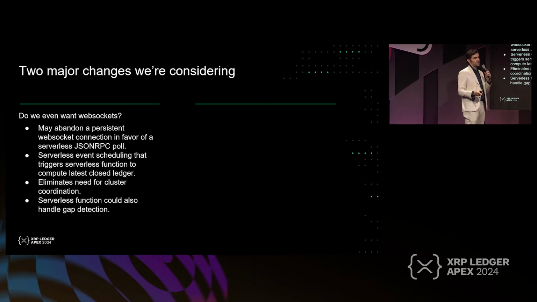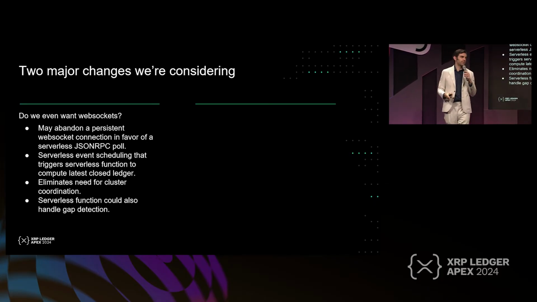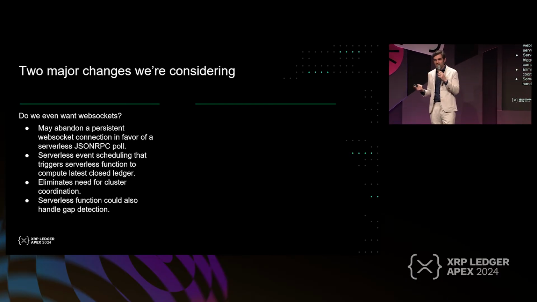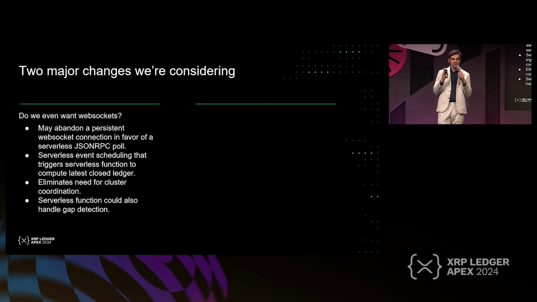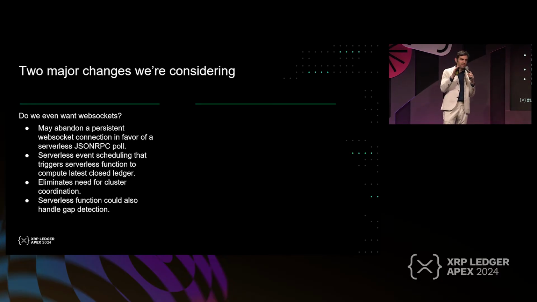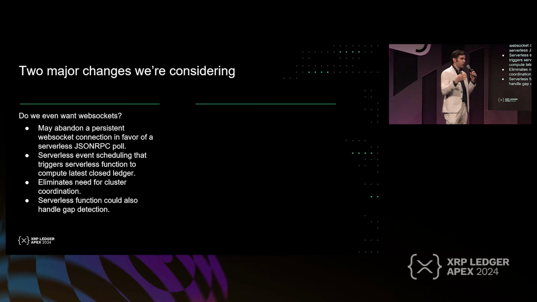WebSockets are a bit fragile and they require cluster coordination. So one thing we are considering is if we switch to serverless and we have something that's effectively a serverless heartbeat that does do a poll, but because it's only looking for closed ledgers, we can poll very close to the rate at which ledgers are closing, get accurate data without there being too much slip between when finalization happens and when we detect it, and then send that over to the cluster.